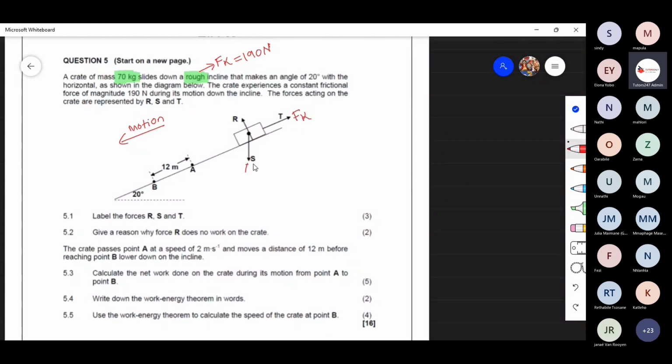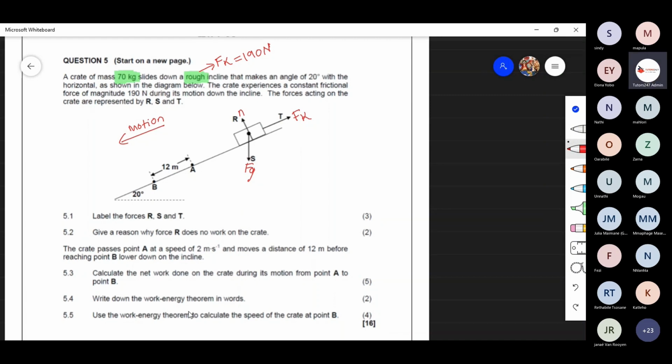This S represents Fg, and this R represents normal force. So those are the forces that are acting on this object. T does not represent tension, it represents frictional force, okay? And that would have given us our 3 marks. Then it states, give a reason why force R does not work on the crate. So our question is, why is force R not working on our crate?